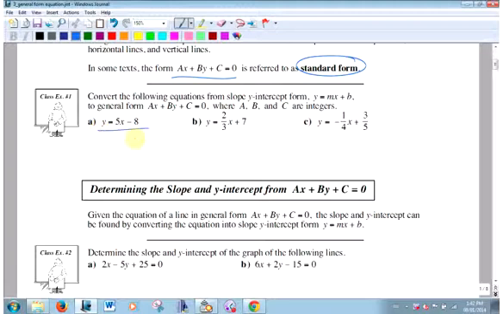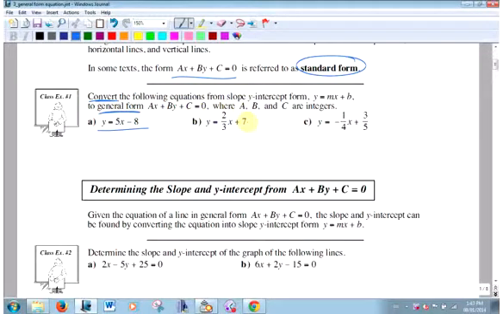Okay. What form is that again? Colton? That's what that says. But in English, slope y-intercept form. Yeah, because it's got the slope, it's got the y-intercept. We need to convert this to this form.